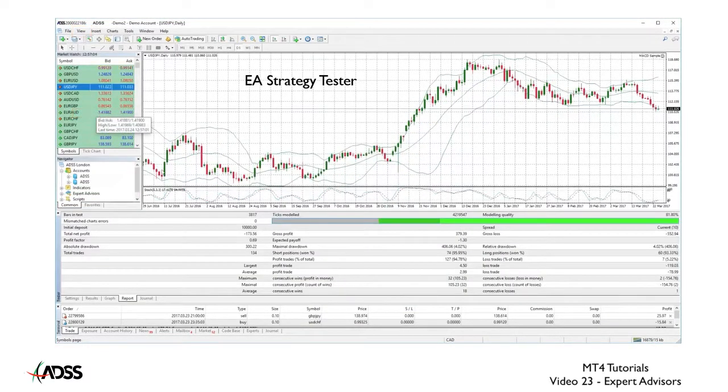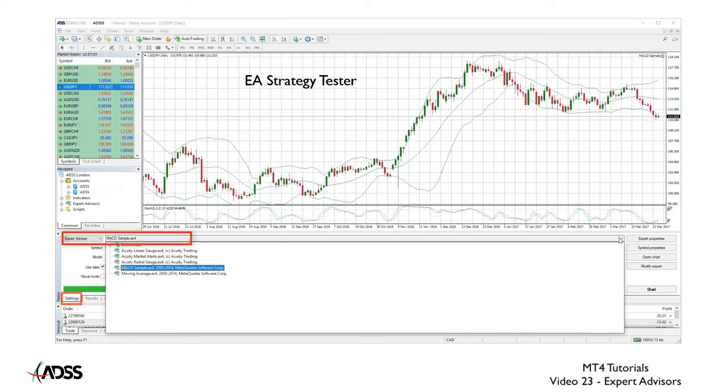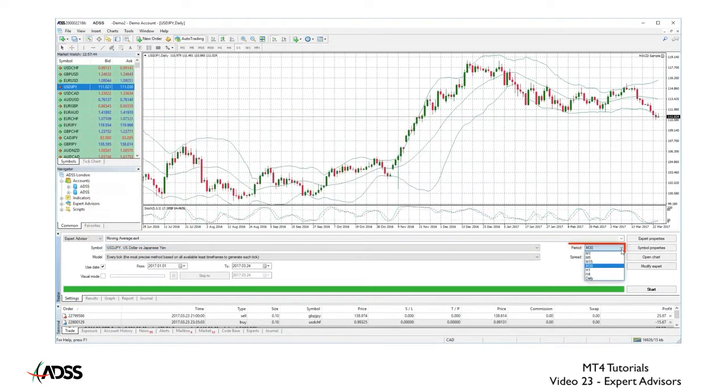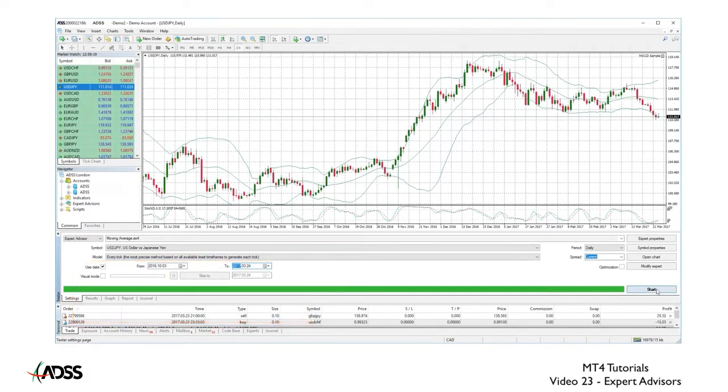A new window appears. You should be in the Settings tab. Select the expert advisor you wish to test, the asset on which you wish to test, the time frame of your strategy, and the historical dates of the test. In this case, we are looking back a few months until today. Click Start.